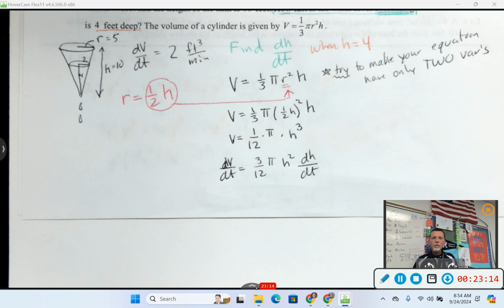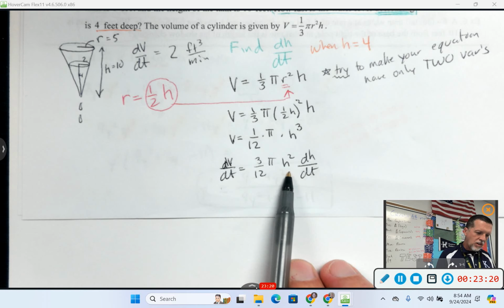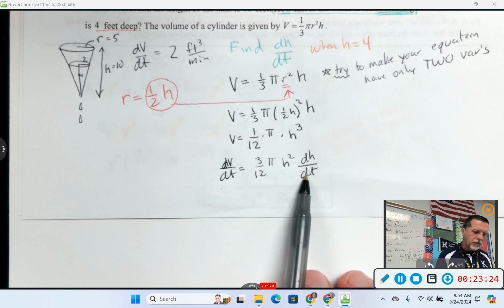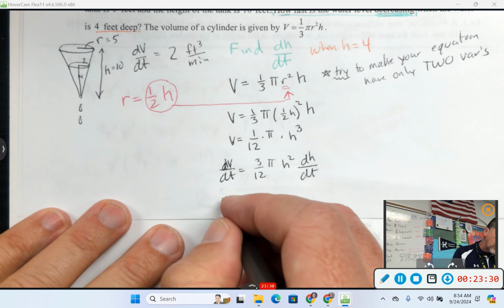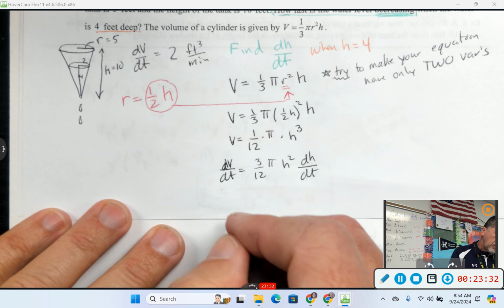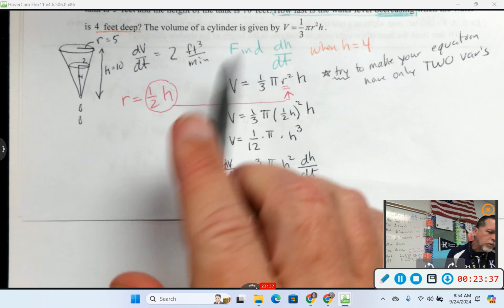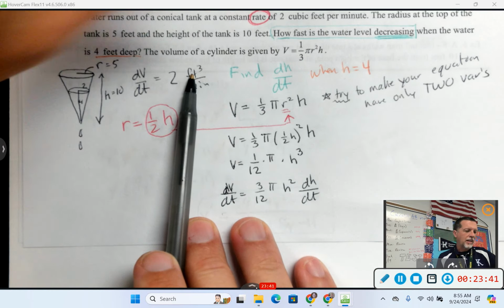Okay, I think we're almost there. Now we can plug all the pieces in, because we know dV/dt. We have H, 3 pi and 12, that's all constant stuff. And we're looking for dH/dt. I guess we could solve for dH/dt first, but it's probably better to plug in first. dV/dt is 2. No, I think I misled you a little bit on that.